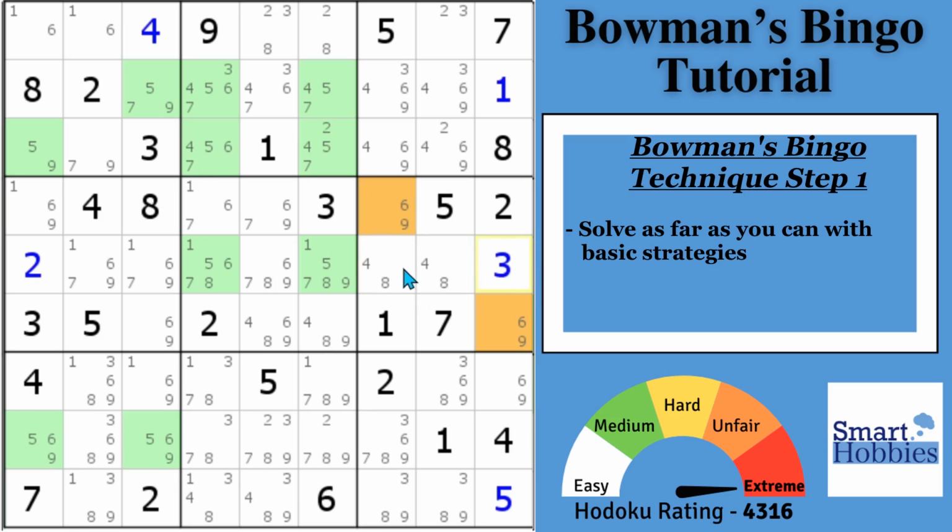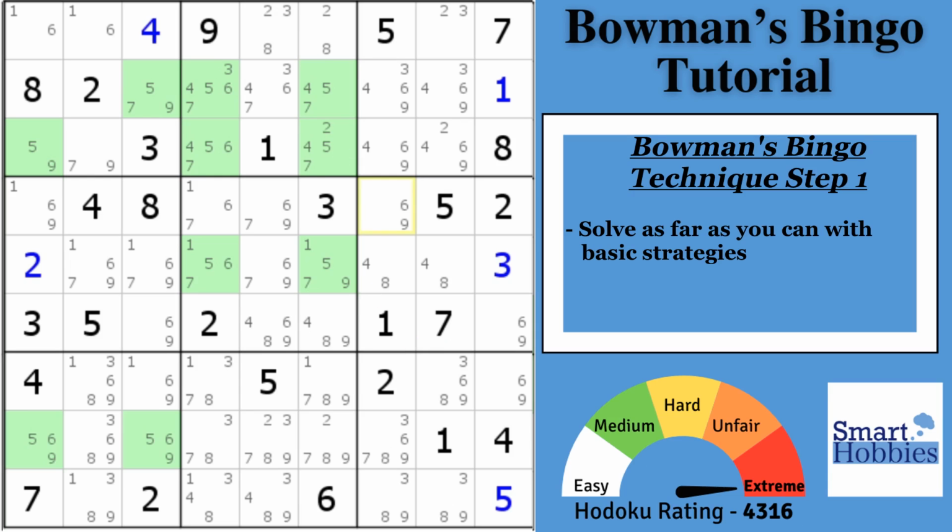Gives you a 4 8 naked pair right here. It's also going to be a locked pair. Since it's in row 5 and in block 6, you can't have a 4 and 8 anywhere else along the row or within the block. All right, we'll remove those colors. So, easy naked pairs that we're solving here.